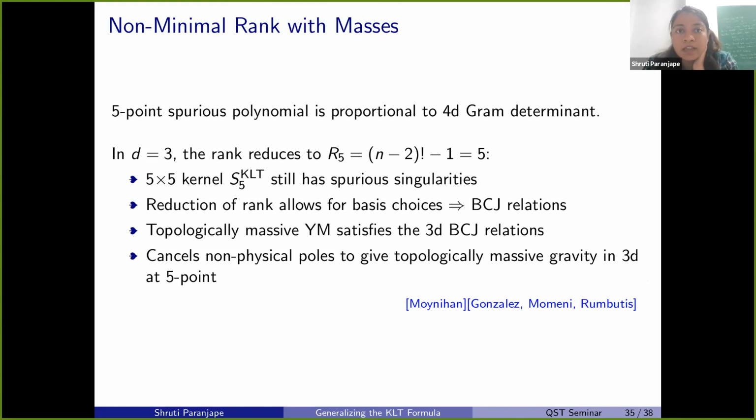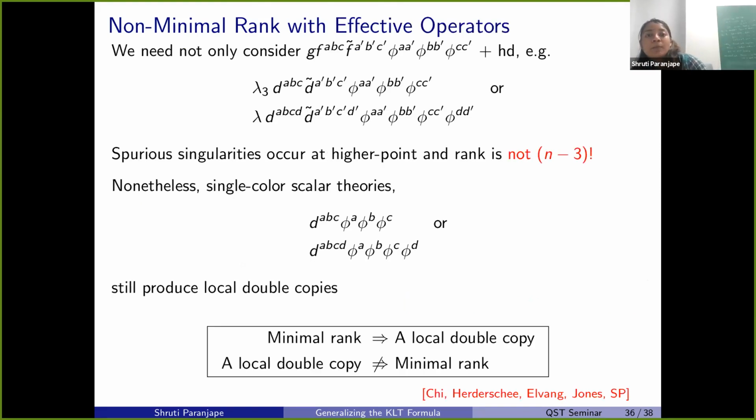And also a non-minimal example with effective operators. Rather than starting with biadjoint, this FABC biadjoint, I could do something more drastic and start with one of these interactions. This is a different type of cubic interaction. Or I could not use cubic interactions at all and start with quartic interactions. In both cases, the rank is not (n-3) factorial, so it's non-minimal rank, and in both cases I will generate spurious singularities. In the first case, I generate them at 5 point, and in the second, at 8 point.